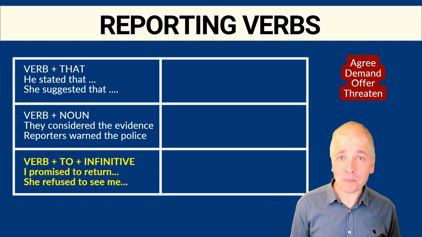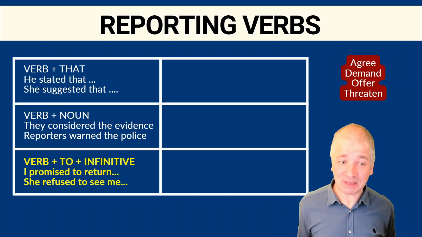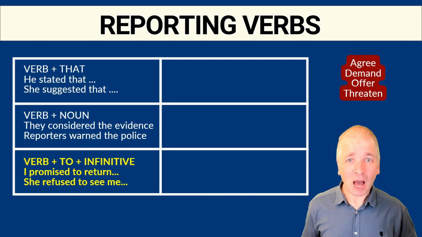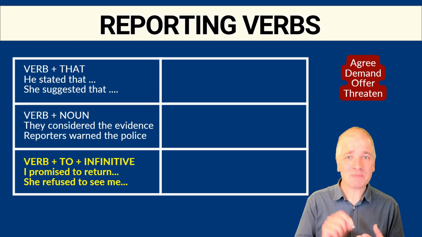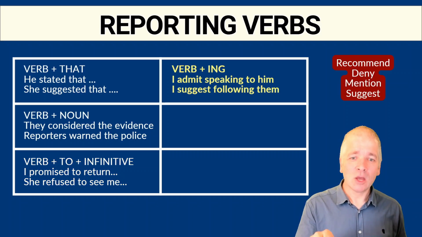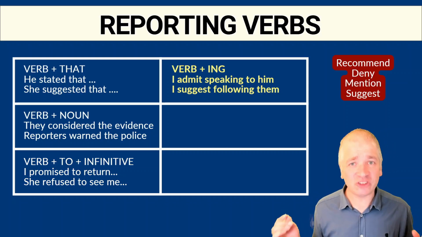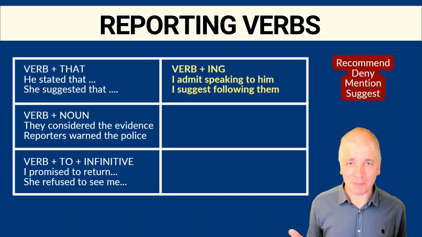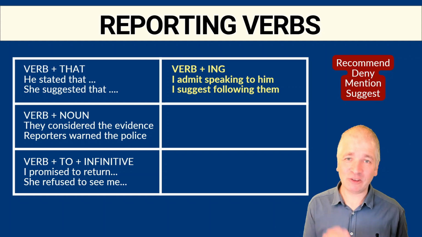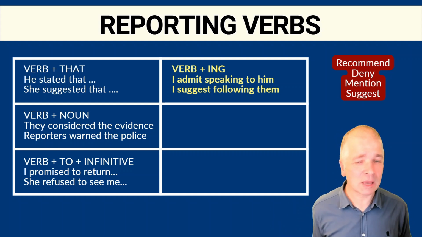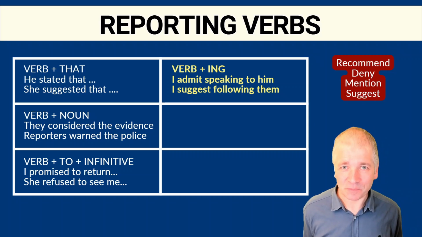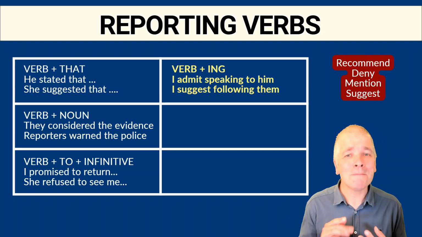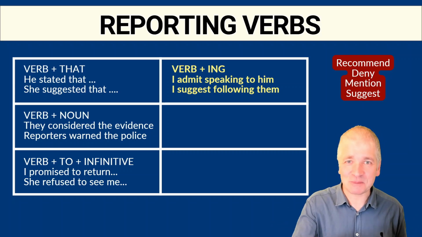Another pattern is verb followed by to, followed by the infinitive. I promised to return. She refused to see me. Other verbs following this pattern include agree, demand, offer, and threaten. Also, verbs can be followed by the ing form. I admit speaking to him. I suggest following them. Notice here we've repeated suggest. Suggest can be followed by a that clause, or it can be followed by the ing form of a verb. Other verbs that can be followed by another verb with ing are recommend, deny, mention, and as we've seen, suggest.